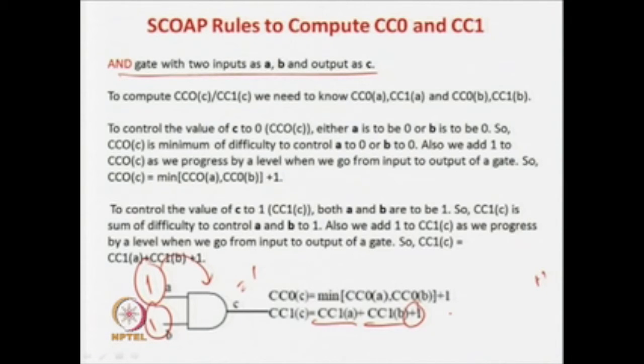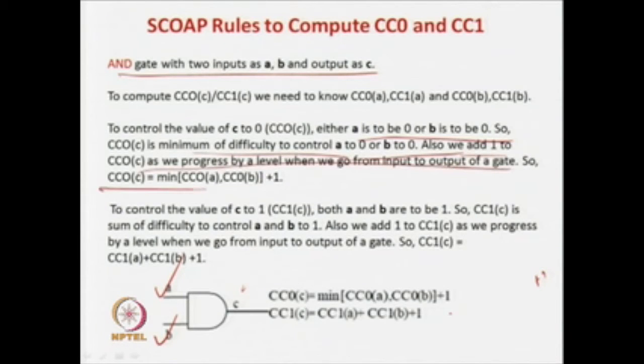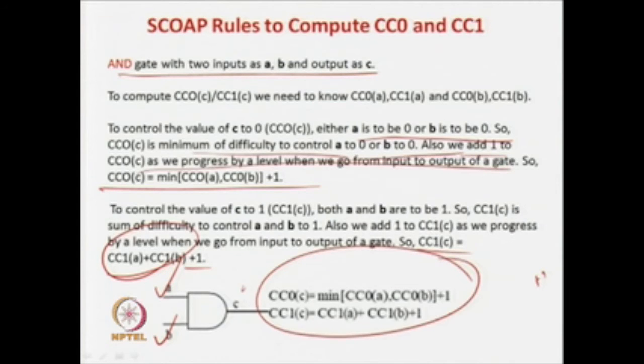So, this is the rule for CC0 of an AND gate and CC1 of an AND gate, provided that we know the values of CC0 of A, CC1 of A, CC0 of B, CC1 of B. To control the value of C to 0, either A has to be 0 or B has to be 0. So, CC0 is the minimum difficulty to control A to 0 or B to 0, and we add 1 as we progress the level. Similarly, for CC1 you have to add them because both A and B have to be 1, and there is a 1 for a level shift. So, these are the two rules you have to remember for an AND gate.